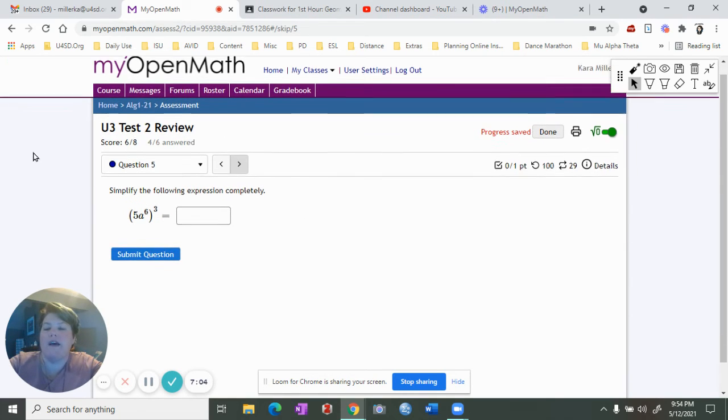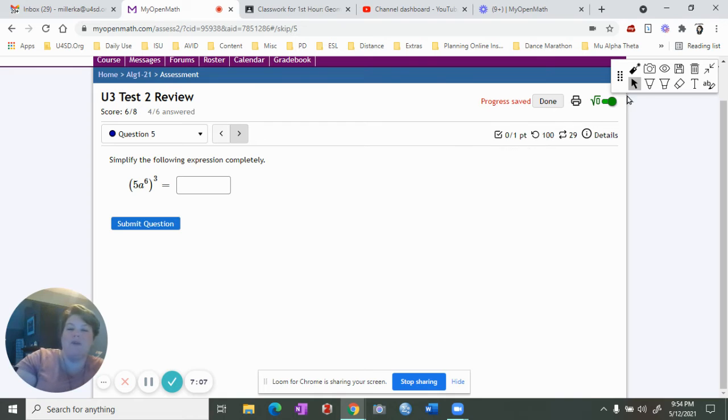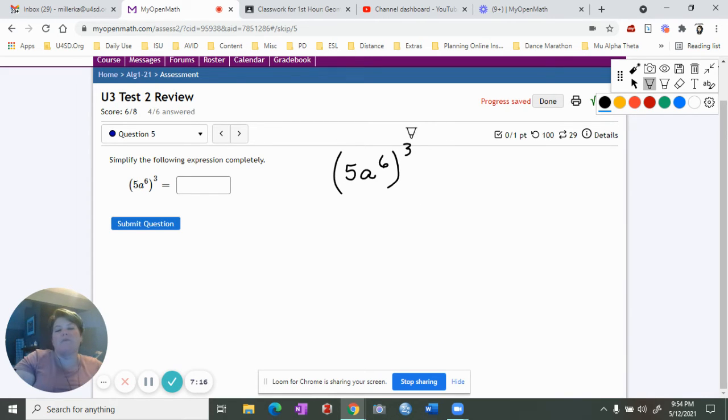Next up, we have a product to a power. So 5a to the 6th, to the 3rd. Remember, our exponent tells me how many times I multiply the base by itself. Now here's the thing. All of this is our base to the 3rd power. So that means I have 5a to the 6th times 5a to the 6th times 5a to the 6th. Everything on the inside I have 3 times.